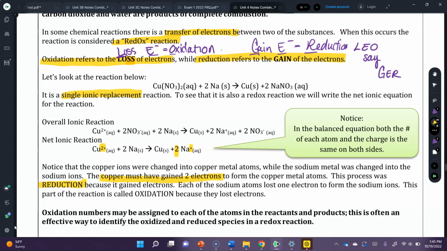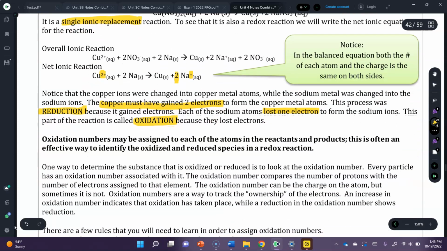Each of the sodium atoms lost an electron to form the ion. So because it's losing an electron, it is oxidation. So we can assign oxidation numbers to each of the atoms in the reactants and products. This is an effective way to identify the oxidized and reduced species in a redox reaction.